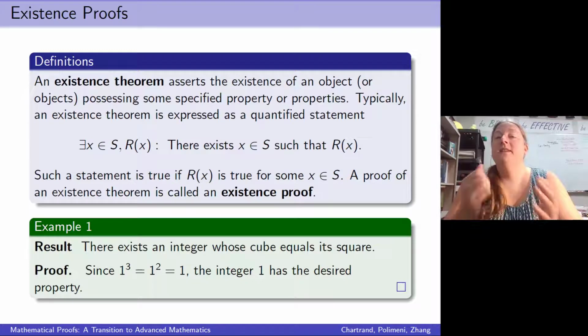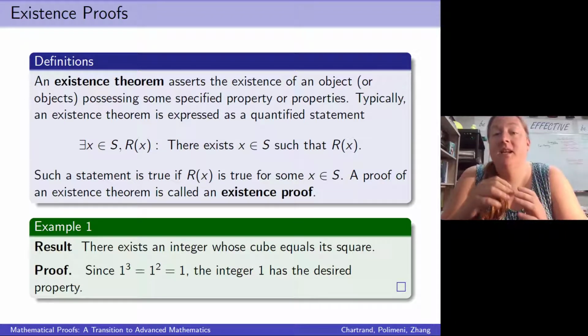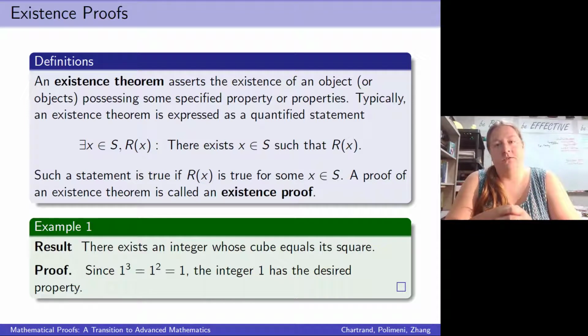So when we have an existence theorem, what it's going to be saying is that there exists some x in some set S such that R of x, this statement R of x. So what this is saying is there's some value that this result works for. And you just need one.